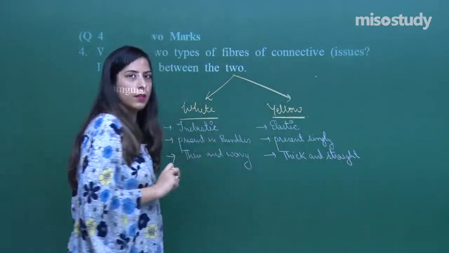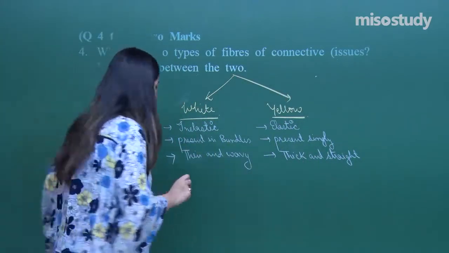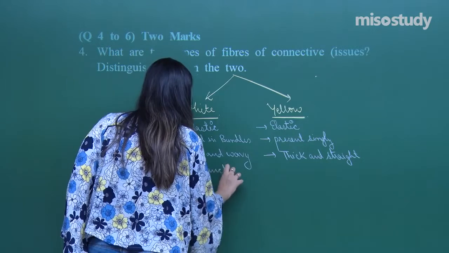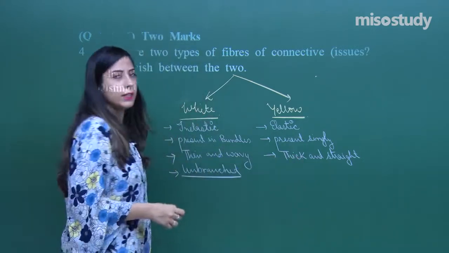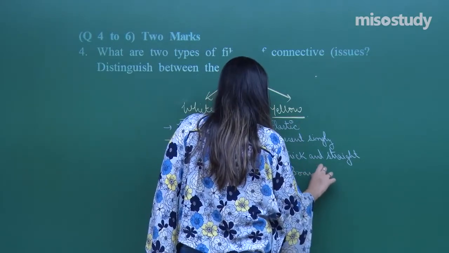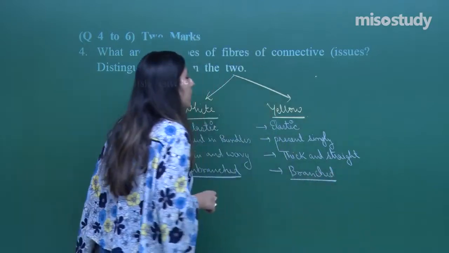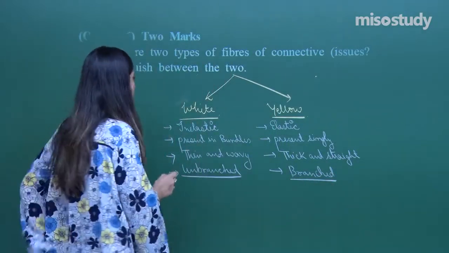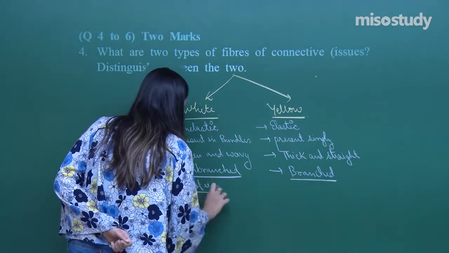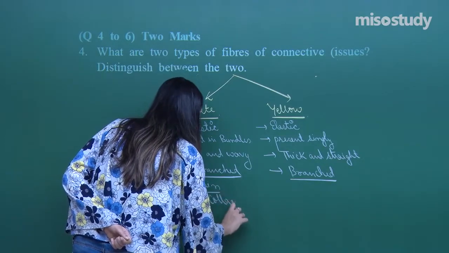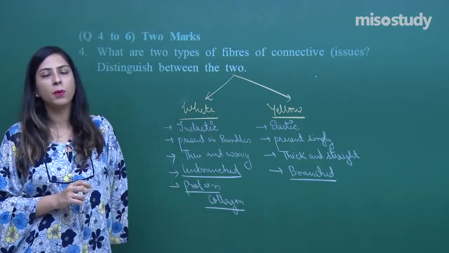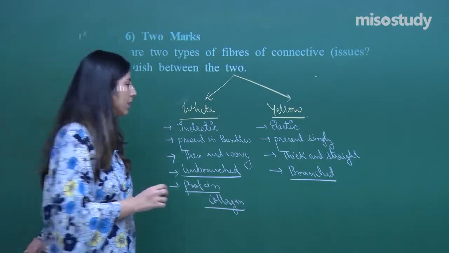Thick and straight, right? These white fibers are unbranched. Whereas these yellow fibers are branched. Both the fibers are made up of protein. Protein is different in both the cases. In case of the white fiber, the protein which is present is called collagen. Whereas in case of the yellow fiber, the protein which is present is called elastin.